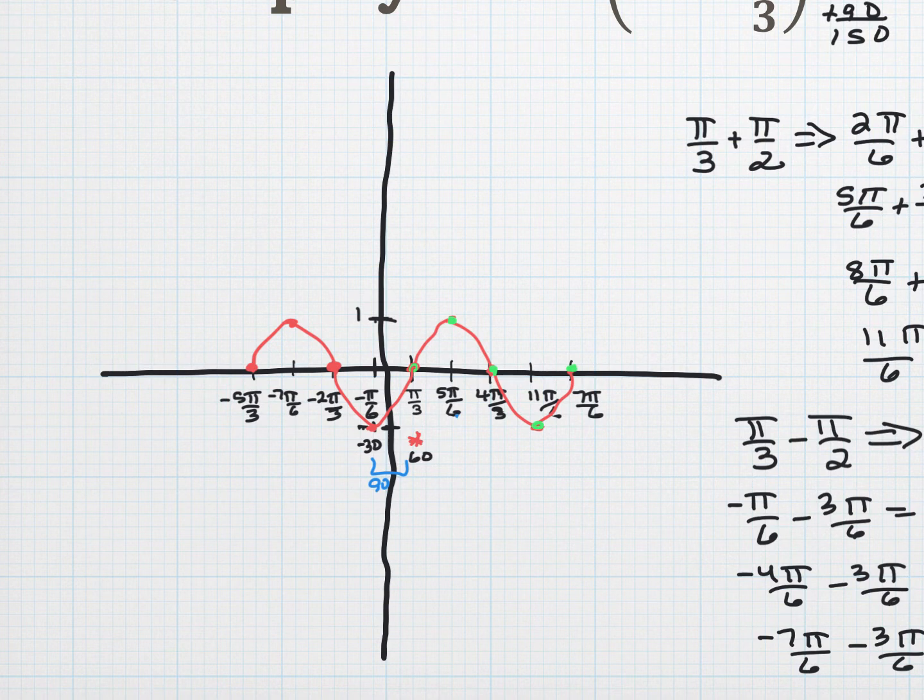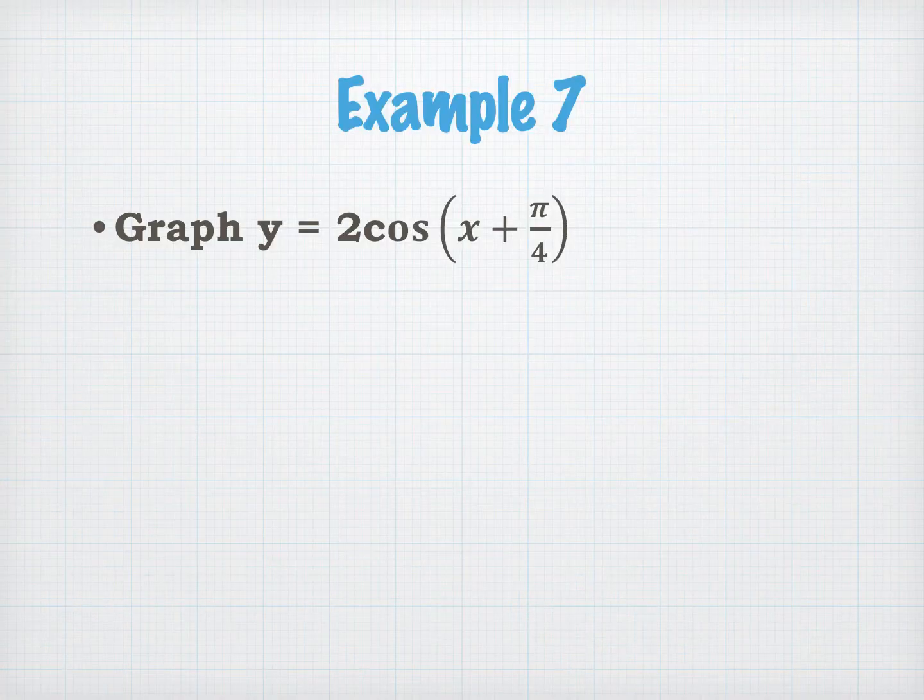Let's try a shift with the cosine graph. Notice this time I'm adding pi over 4. So this pi over 4 is a shift of 45 degrees, and it's backwards of what you would think. So I'm shifting it 45 degrees to the left. This one also has an amplitude of 2. So when I go to label my y-axis, I'm going to add 2 and negative 2 to it. So let's go ahead and set up our x and our y-axis.